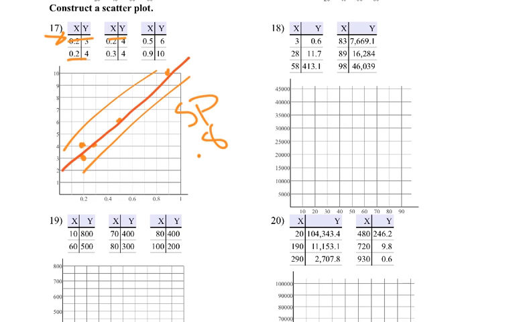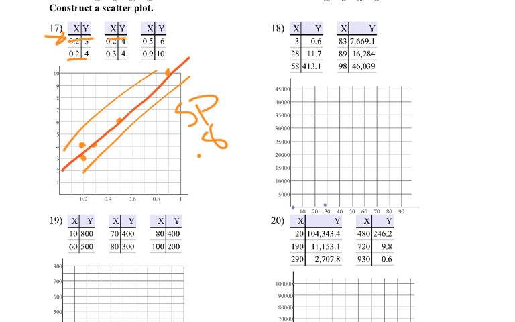Okay, number 18. So I've got 3.6. That's going to be really small. It'll be almost like a 0. 28 up to 11. That's not very high.